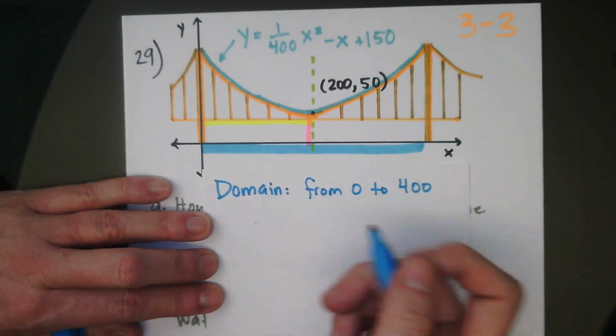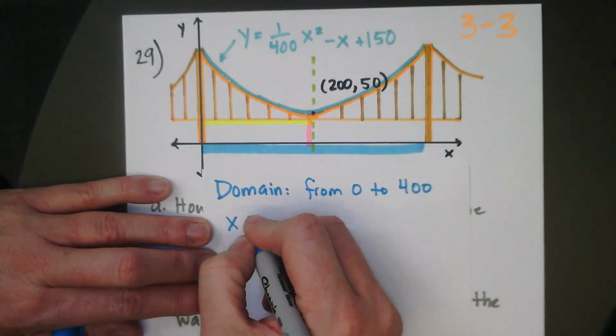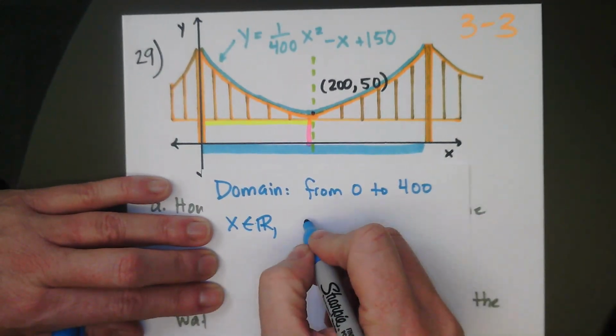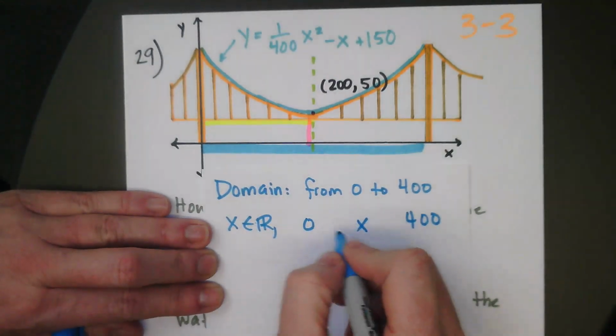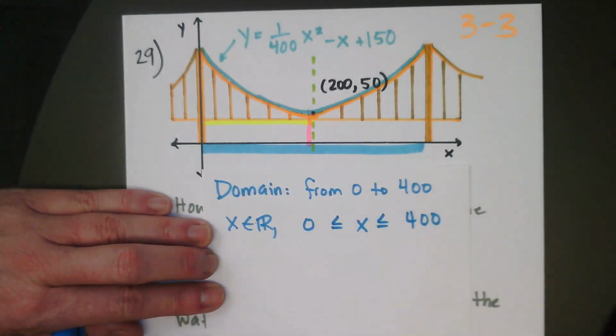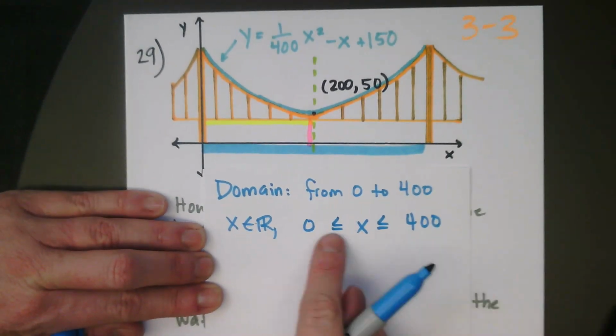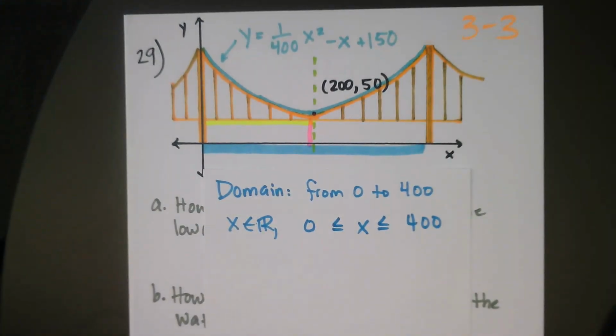If we want to put that in domain notation, we're going to say x is all real numbers, and we're going to set up our inequality, low number to high number. X goes right in the middle, and then we have our inclusive inequality symbols. It starts at 0, ends at 400, includes those values, x's between them.